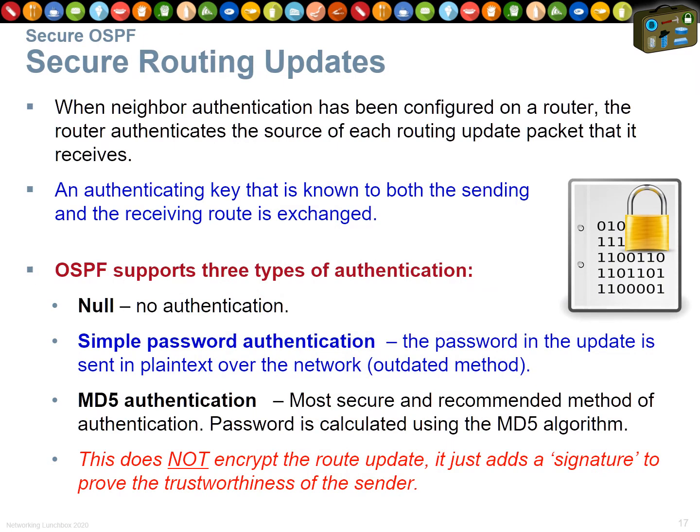OSPF supports authentication for the routing updates. By default, there's no authentication. You can add just a simple passphrase, but no one uses that anyway. Or you can use an MD5 hash. Remember that we're not encrypting the route updates. We are just adding an MD5 hash for trustworthiness.